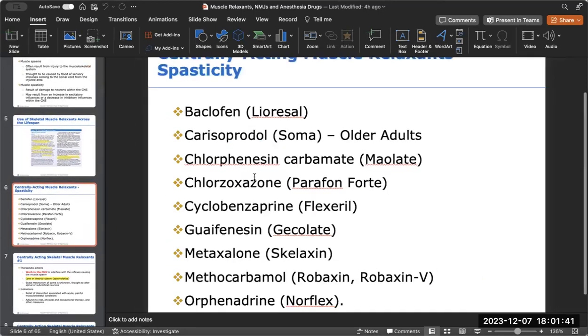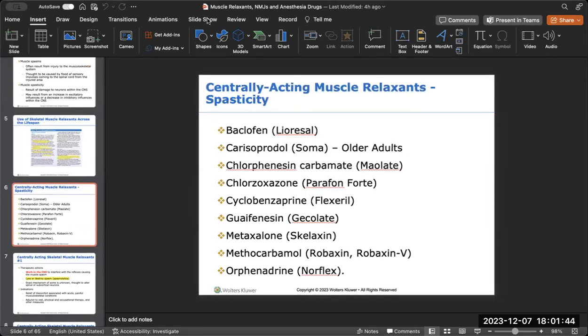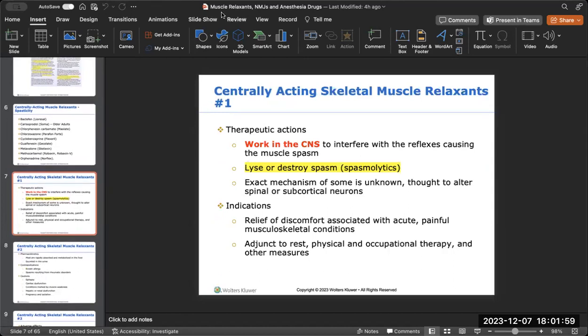So I listed some of them here as examples of drugs that act centrally in the nervous system. And these are muscle relaxants that treat spasticity. If they're centrally acting, that means they work in the CNS, so we're thinking CNS depression. What these do is lyse, which means destroy, the spasm, okay? We don't know exactly how it works, but we know that it affects the CNS's ability for the muscles to spasm. And in doing so, it destroys the spasm.